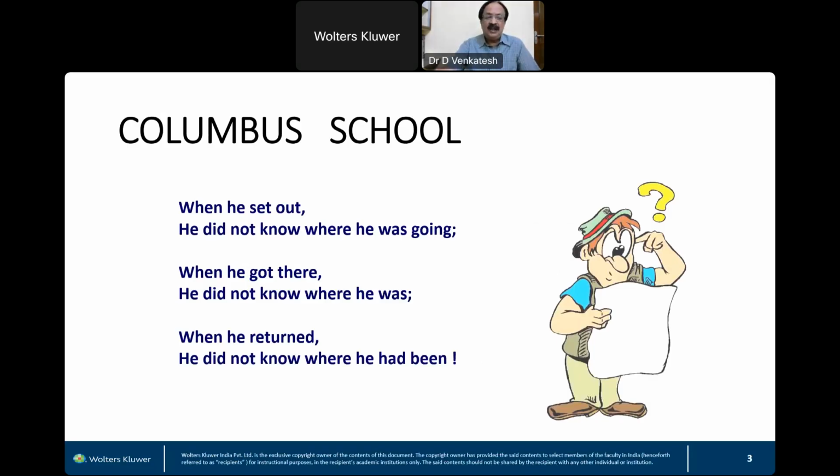Now we start with the Columbus School. All of you know who Columbus was. He was an explorer and he set out to explore something. When he set out, he did not know where he was going. When he got there, he went to a piece of land. He did not know where he was. And when he came back, he did not know where he had been.